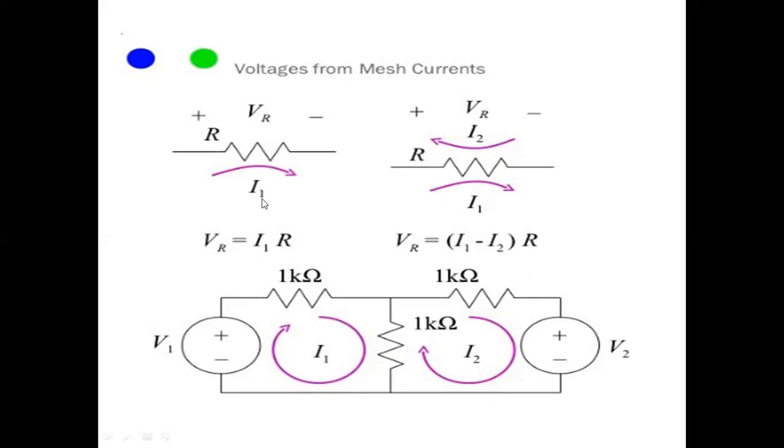So here, using Ohm's law, we can say that VR equals I1 into R. But in the right hand side figure, I1 is rotating clockwise, but I2 current is rotating anti-clockwise. So the direction is opposite.